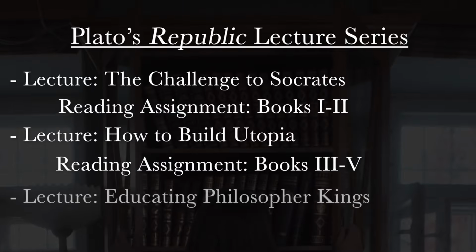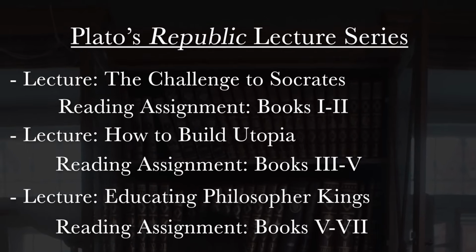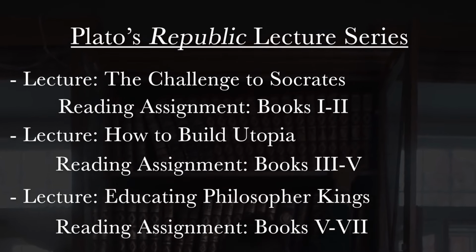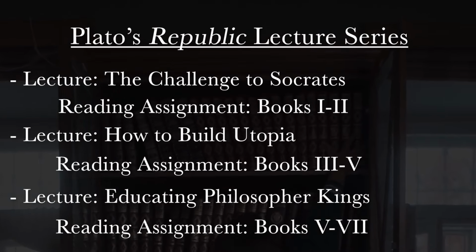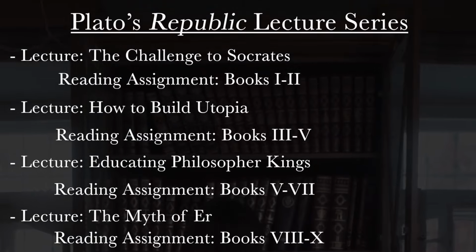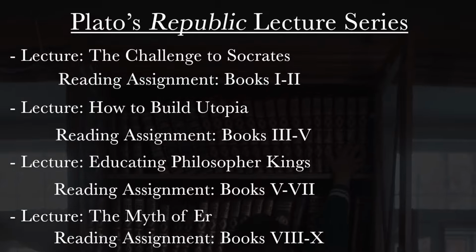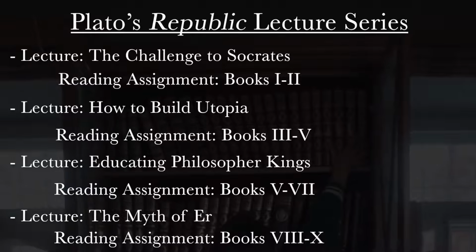The lecture after that is called Educating Philosopher Kings, and will require you to read books 5 to 7. We'll be talking about the call for philosopher kings, the doctrine of ideas, and the metaphor of the cave. And then we have a lecture on the myth of Er, which will require you to read books 8 to 10. We'll talk about unjust constitutions, democracies, oligarchies, and tyrannies. We'll talk about what an aristocracy ruled by philosopher kings looks like. We'll talk about the rejection of imitative art, the reincarnation of souls, and the banishment of poets.